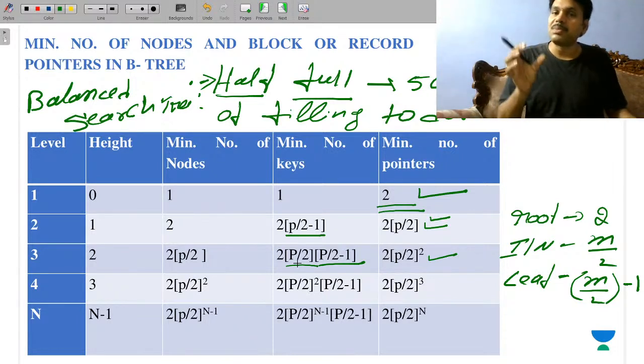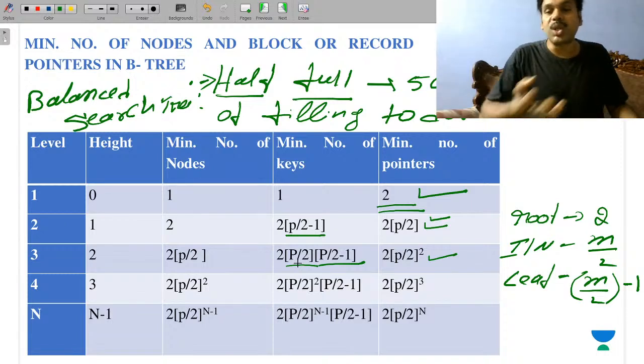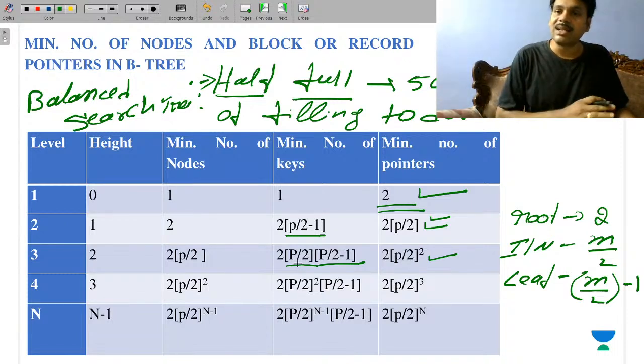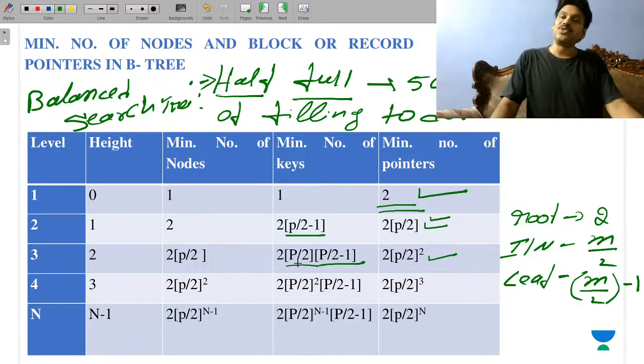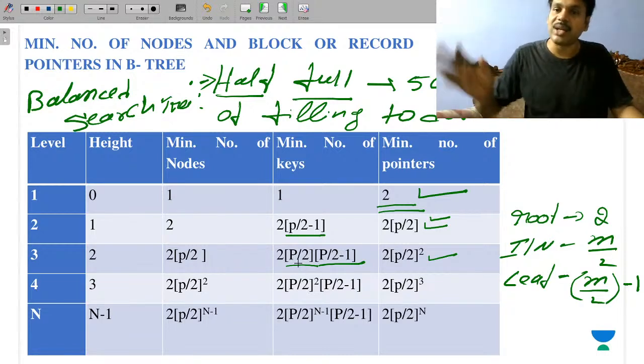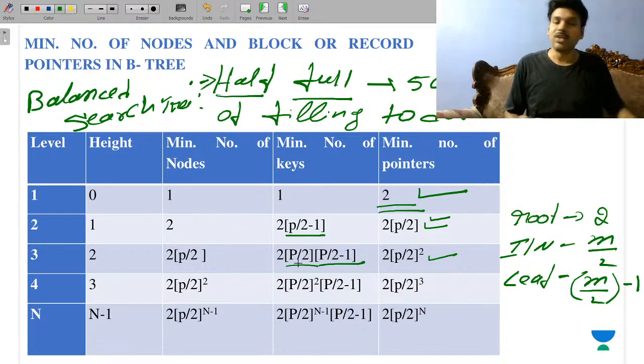The minimum is supposed to maintain half full. If you are able to fill more than 50 and lesser than 100, it is a B star tree. Very simple. If you are able to fill more than 50 towards 200, it is a B star tree. Everybody clear?